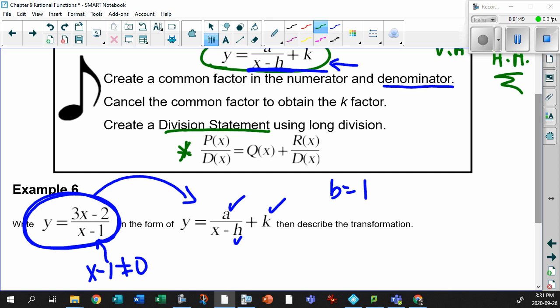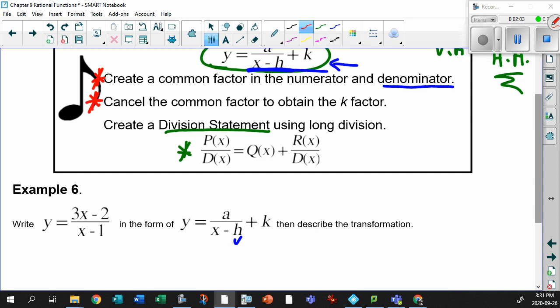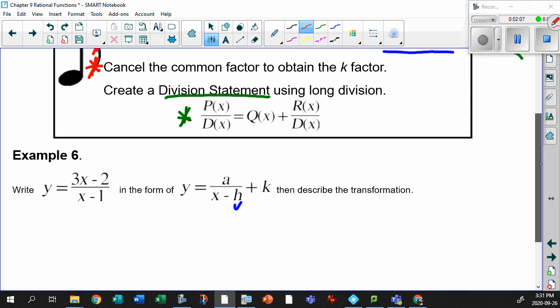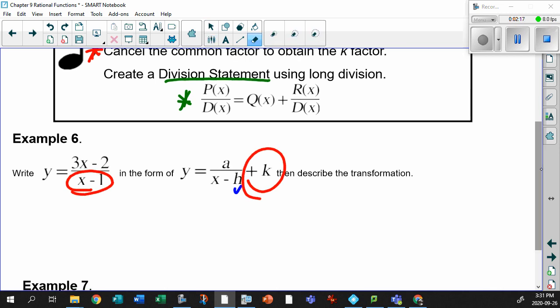Okay, so let's do what the book wanted you to do first. What the book asks you to do first is this. It says create a common factor with the numerator and the denominator. And then you're going to end up canceling this. Why? Well, the common factor that you want to find is this one here. This is the common factor you want to find because when you cancel it, you end up with a K value. Kind of, sort of see it.